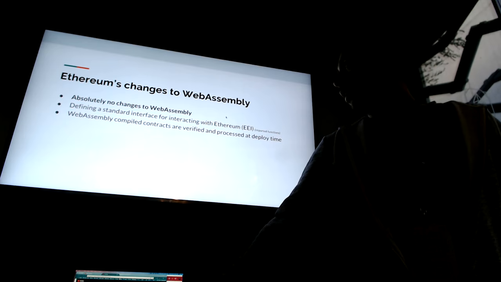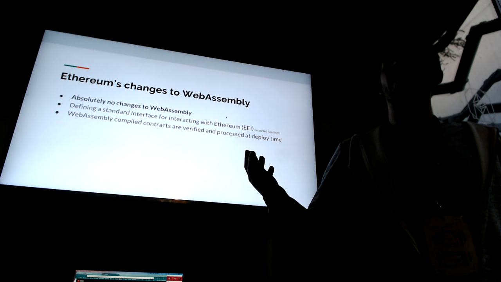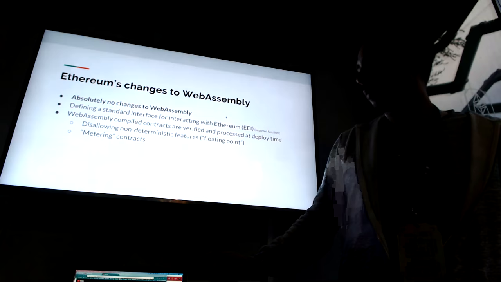So we have this deployment process. Whenever you send a contract to the network, it is verified before deployment, and then it is deployed. And at runtime, we are doing this metering. That's the most important aspect, I guess, which should be coming soon, right? Yeah.